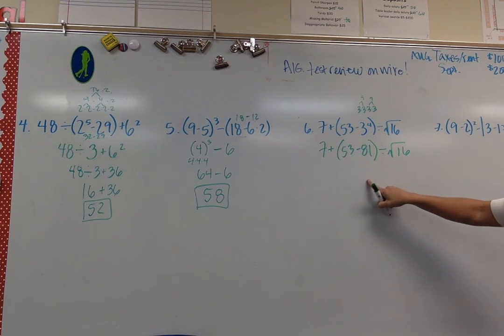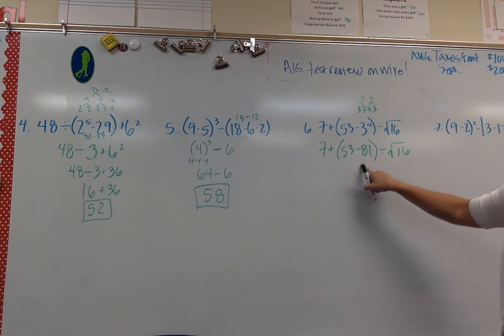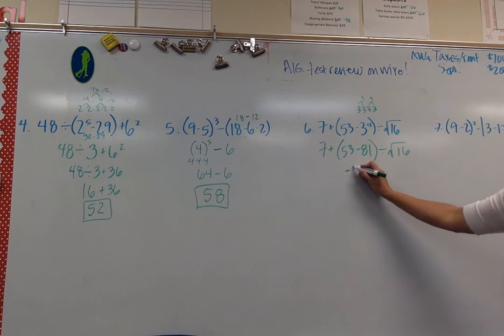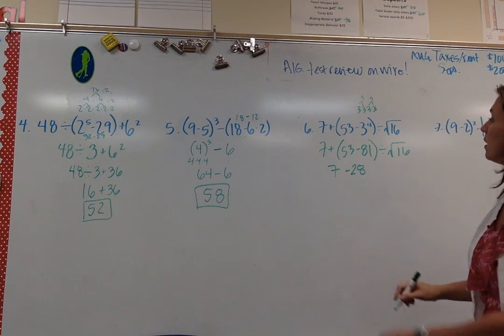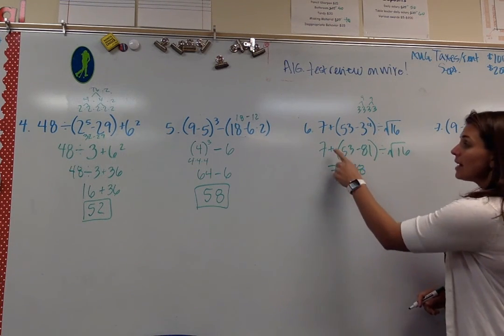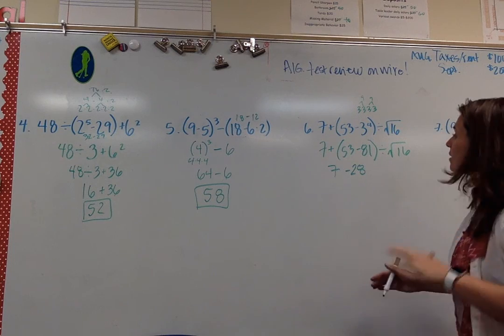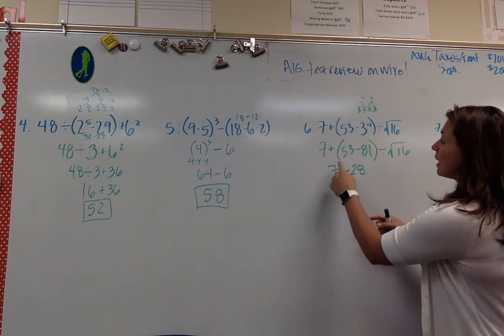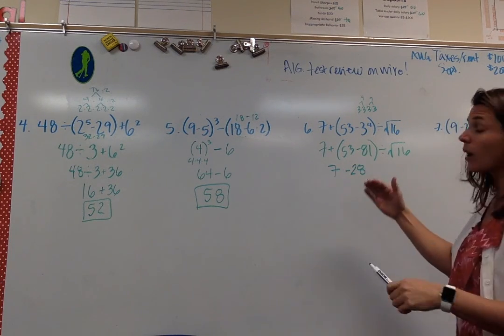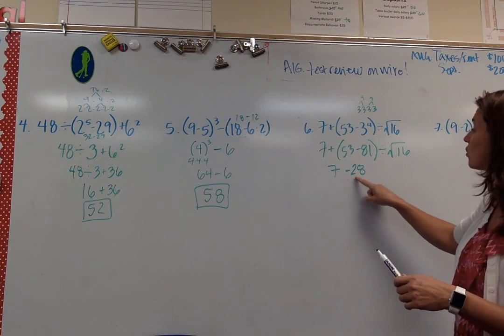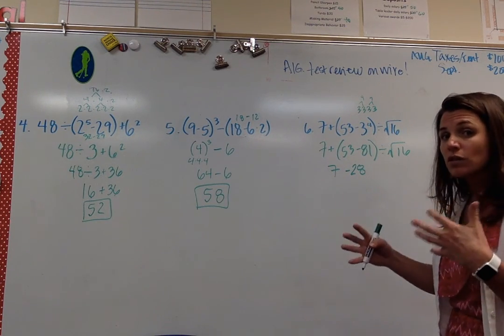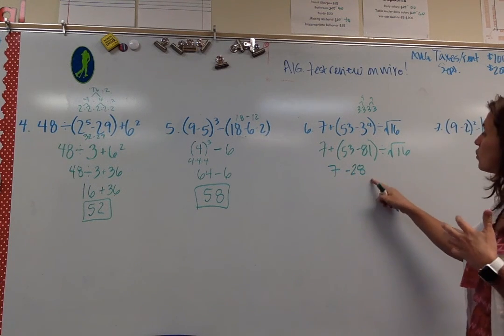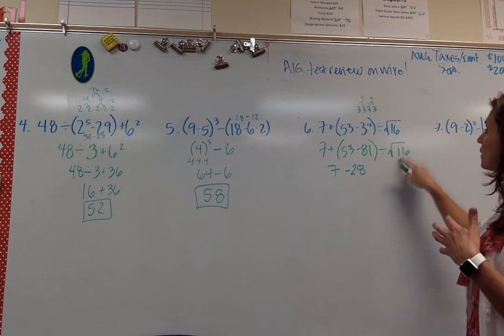So 53 minus 81 is going to be negative 28. And I have 7. This is plus a negative. I don't want to confuse myself. So all I'm doing, it's still a negative 28. So I rewrite it as 7 minus 28. I don't want to add a negative. It's too confusing to the reader. So 7 minus 28 divided by the square root of 16.